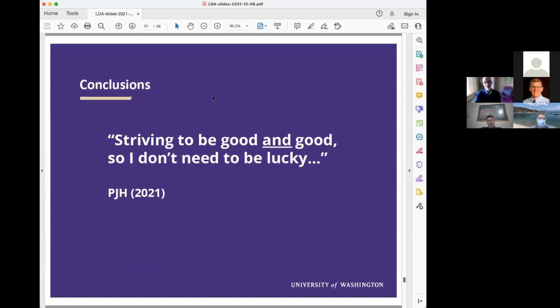Like I said, do you want to be good or do you want to be lucky? I said I was trying to be good on the mean and I got lucky on the covariance. And so I'm still working on being good on both elements so I don't have to rely on getting lucky. Thanks for your time, gang.